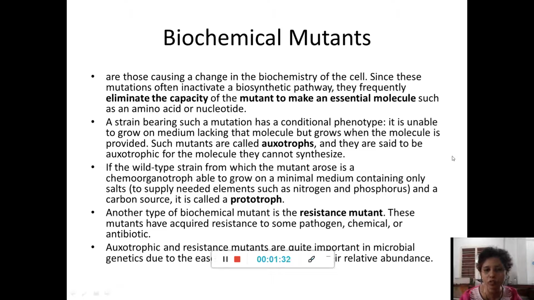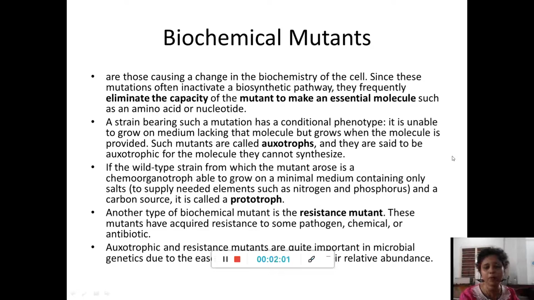And the wild strain from which the mutant arose is a chemoorganotroph, which can grow on the minimal media containing only salts, with nitrogen, phosphorus and carbon all provided, but this essential amino acid is not there. The wild strain which can grow even in the absence of tryptophan is referred to as a prototroph.